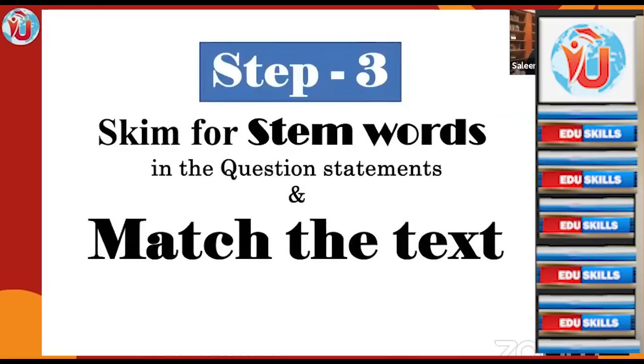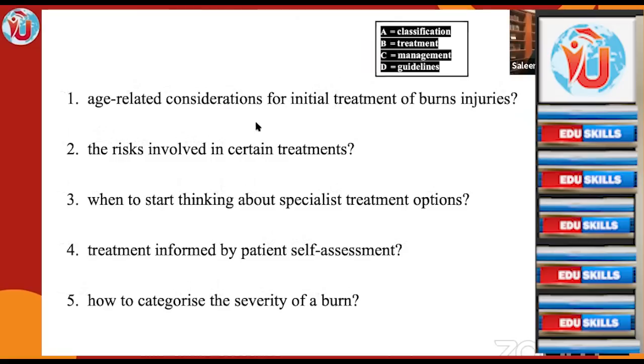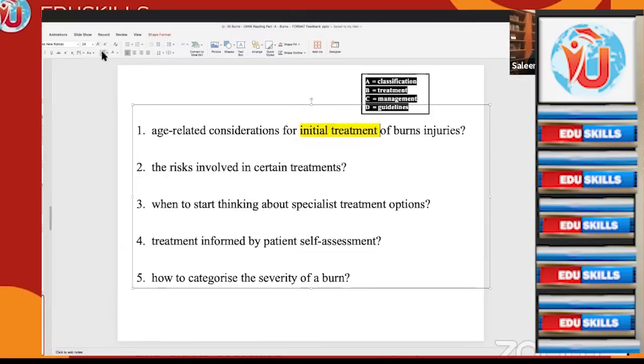Step 3, skim for stem words in the question statements. Now we have seen the main words and skimmed the text. Now we are going into the question statements. Taking the clue from the question statement, we will be matching the text. Sometimes you have 5, sometimes 6, most of the time 7 questions to match the text. Say this statement is from text A or B or C or D. Now, could you tell me what is a hedging word here which leads you to one of these texts? Age-related consideration for initial treatment of burn injuries. Initial treatment. B. B, treatment, yeah.